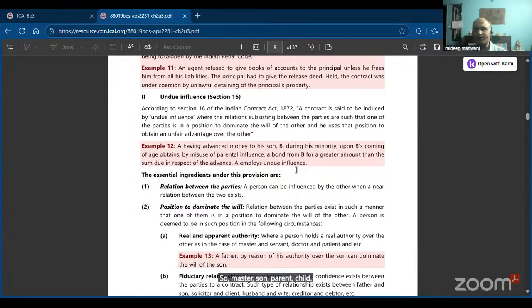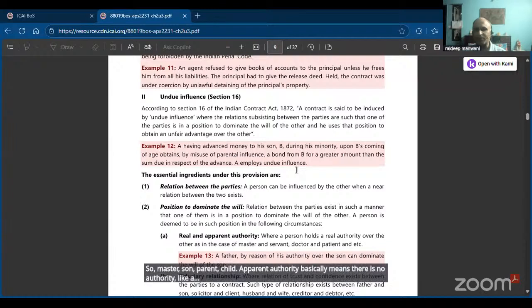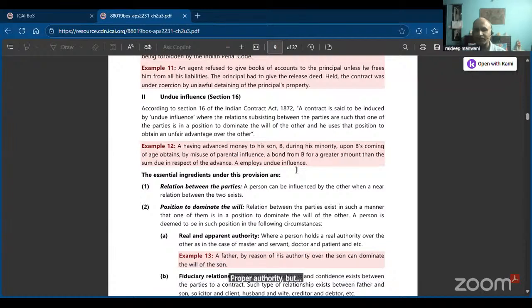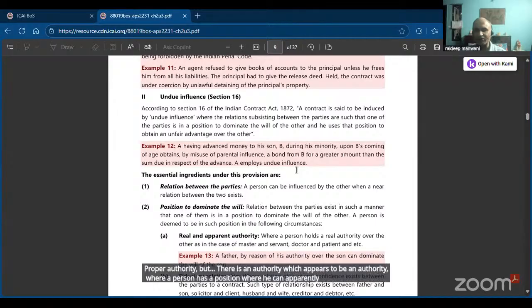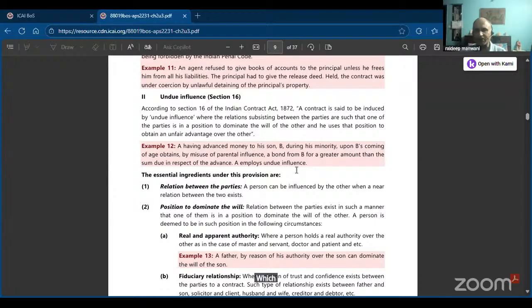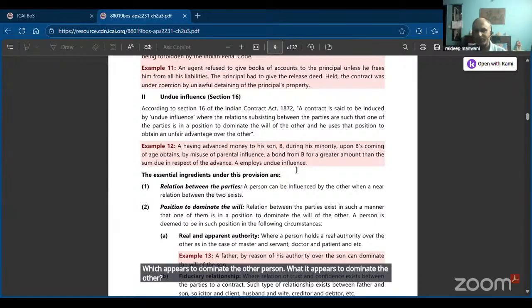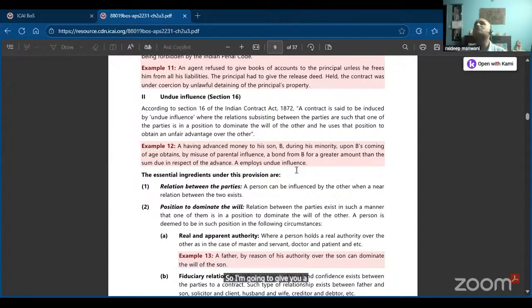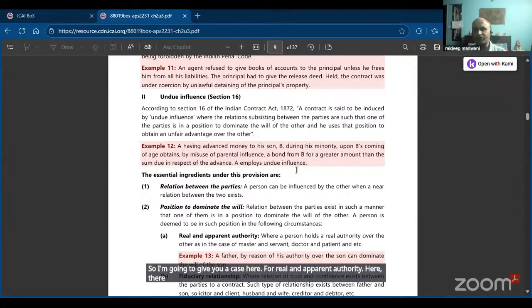Apparent authority basically means there is no proper authority, but there is an authority which appears to be an authority, where a person has a position where he can apparently dominate the other person. So I'm going to give you a case here for real and apparent authority. Here there was an apparent authority.